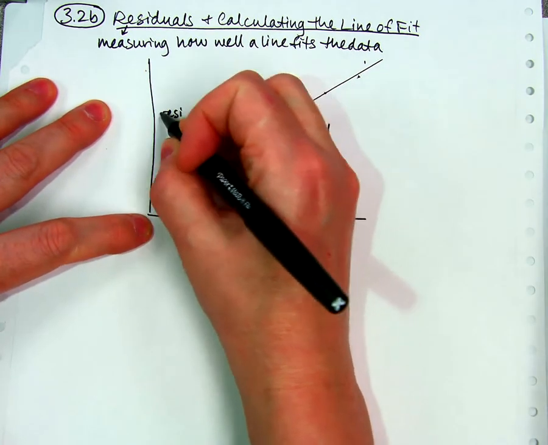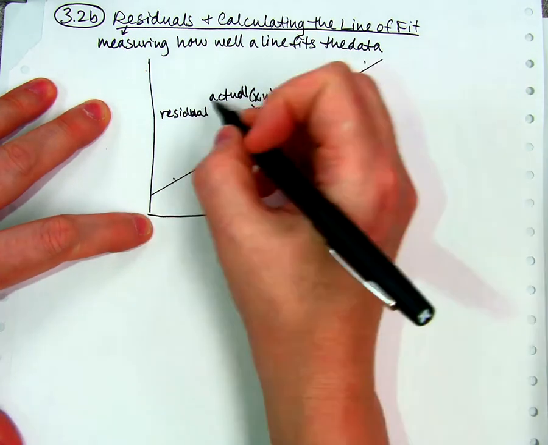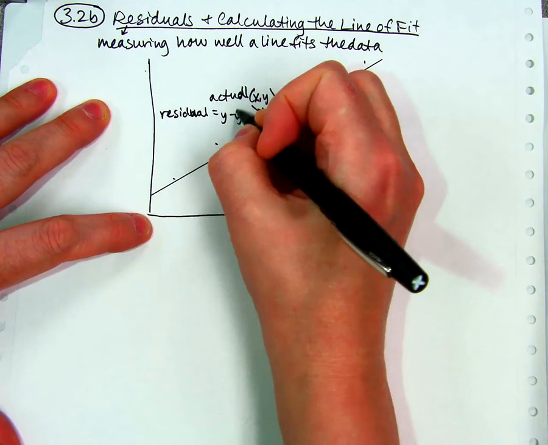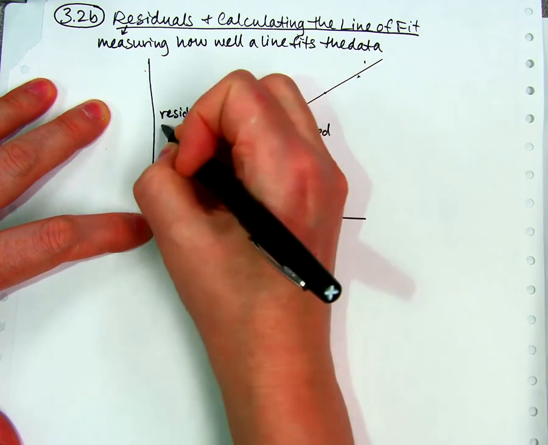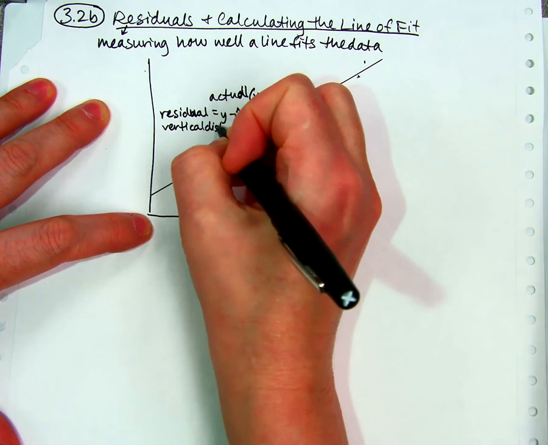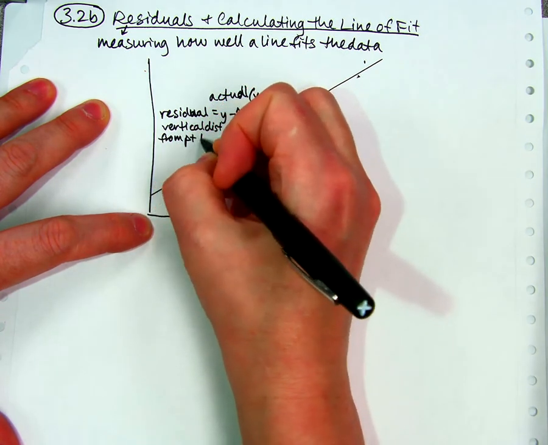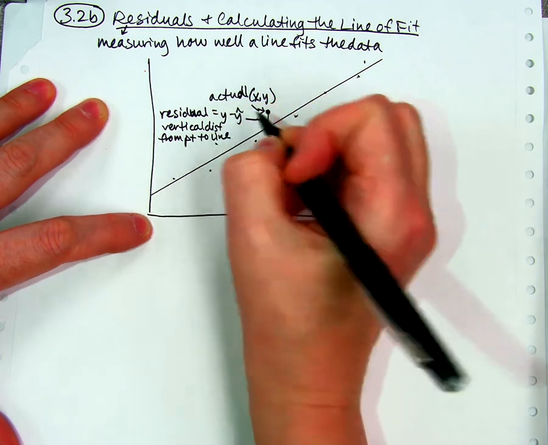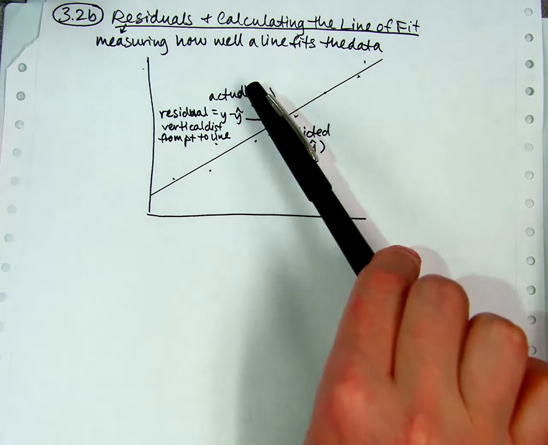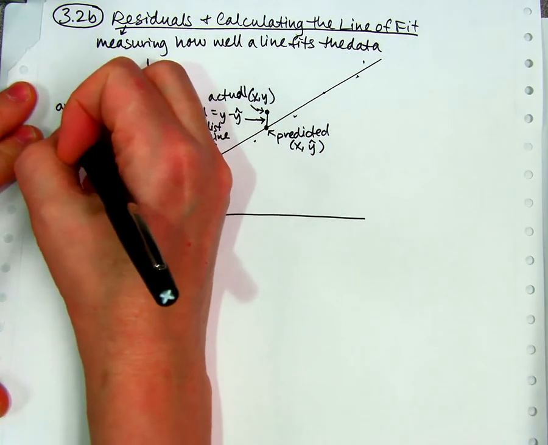This is why I asked you to make your plot big so you could have plenty of room to write this stuff. So residual is y minus y hat, and it is that vertical distance from the point to the line. Actual minus predicted. Some people remember it by doing AP, actual minus predicted. Let's write that over here.